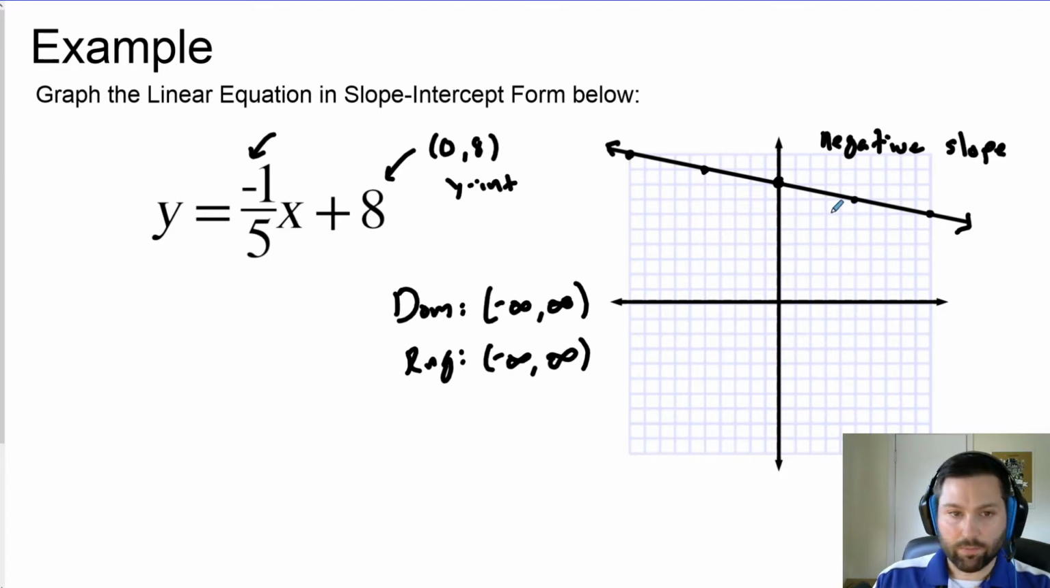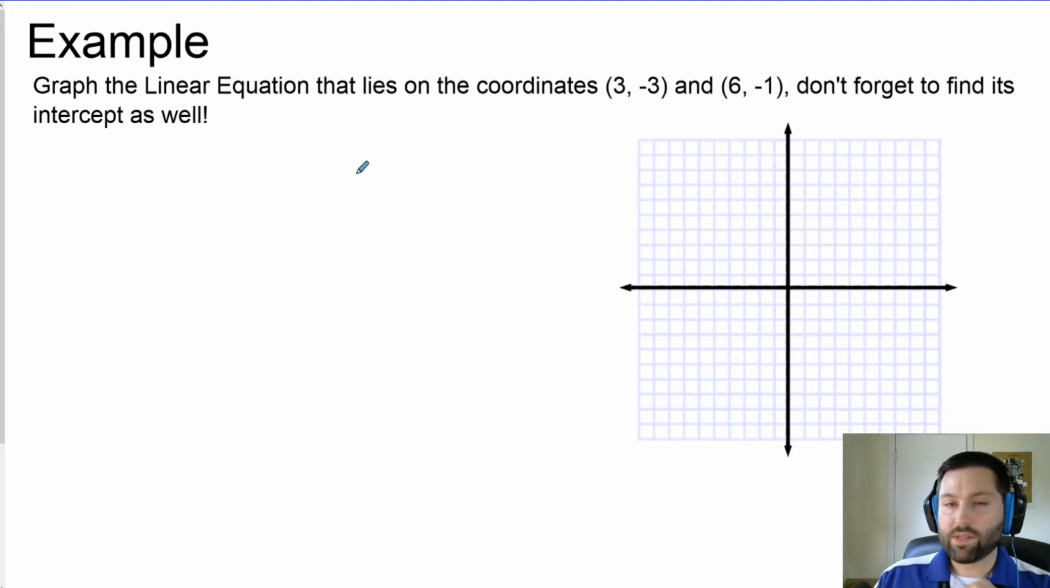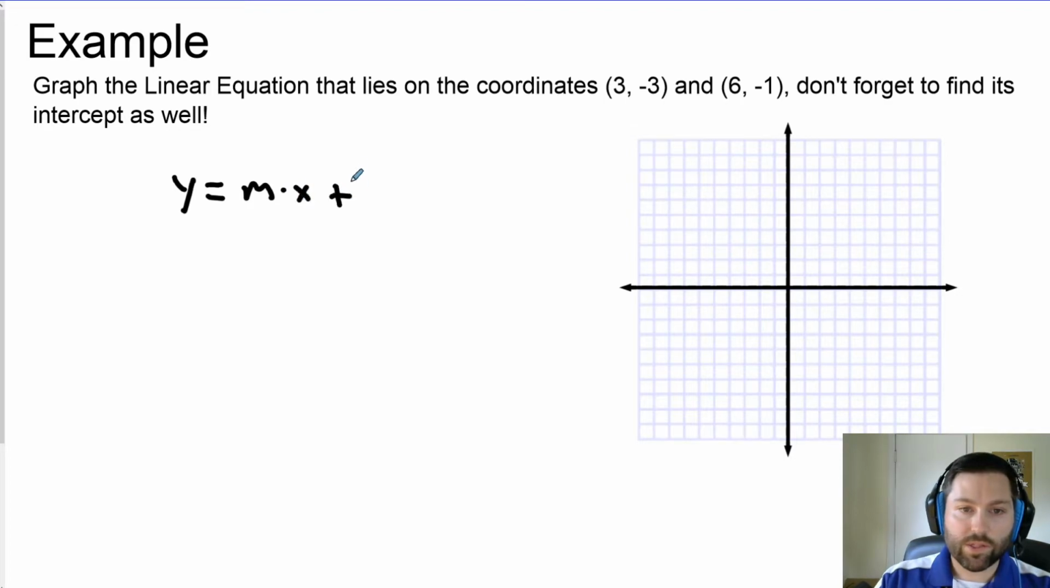So let's move on to the next one. This is slightly different, okay? It says, graph the linear equation that lies on the coordinates 3, negative 3, and 6, negative 1. Don't forget to find its intercept as well. Okay, so I don't even have a line. All I know is that y equals m times x plus b. So if I see a problem like this, I need to write an equation to graph it. What I am going to do is use these coordinates, and I'm going to graph them at least, because I know that they are on the line.